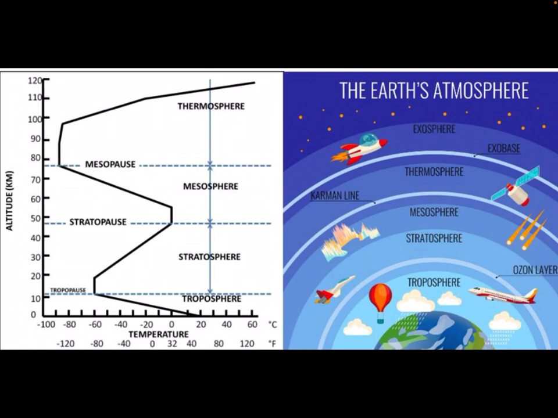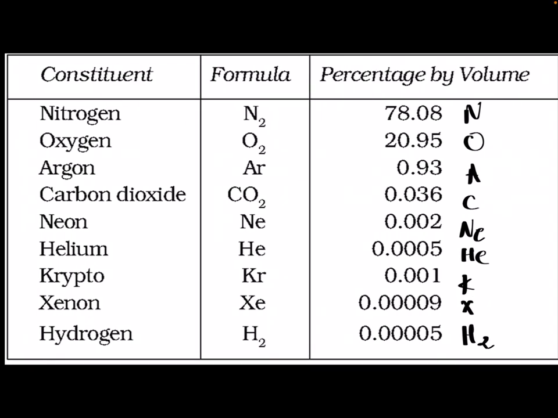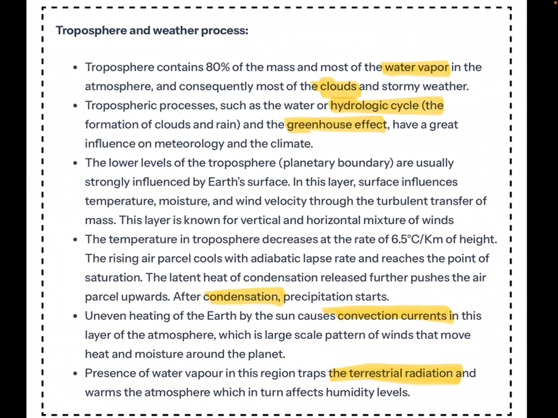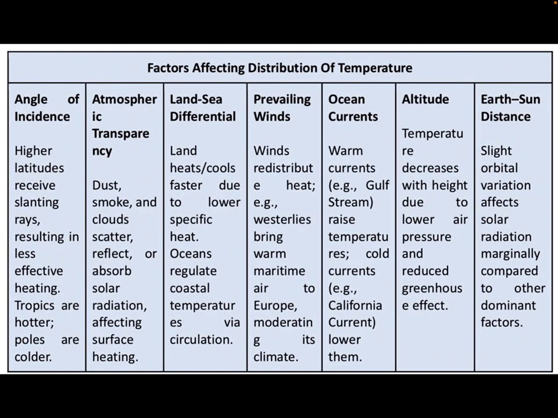So this is all about the Earth's atmosphere. And the next thing is temperature distribution on the Earth. We cover all of this sort of stuff. Now, the factors affecting distribution of temperature on Earth. What all things affect the distribution of temperature on Earth?